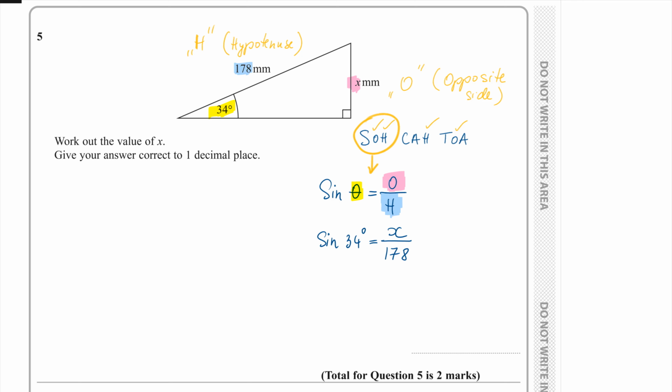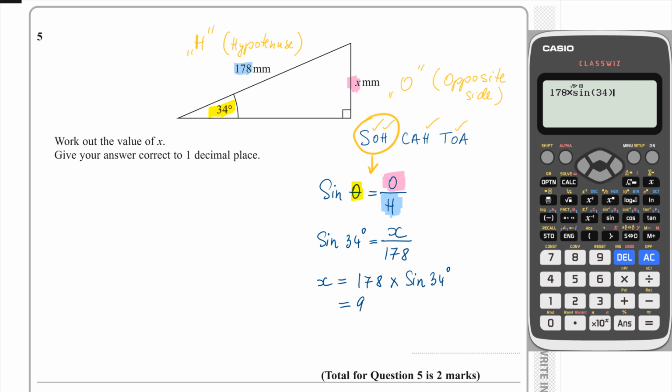To get x on its own, we times both sides by 178. X is equal to 178 times sine 34, equal to 99.536. The question is asking us to write it to one decimal place, so the final answer is 99.5 millimeters.